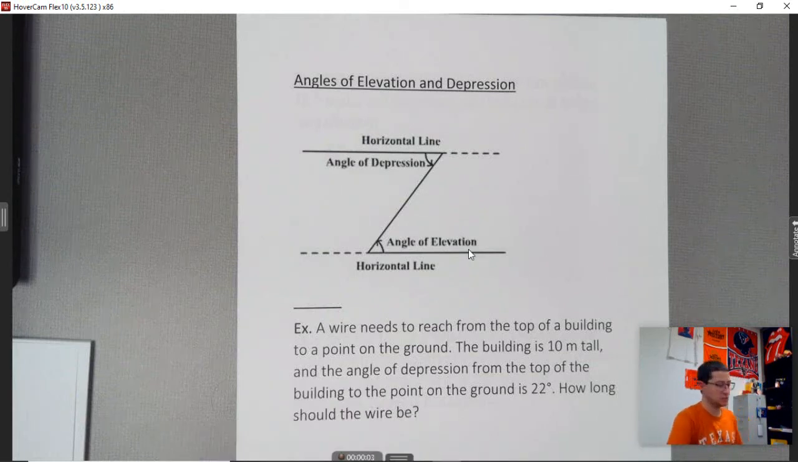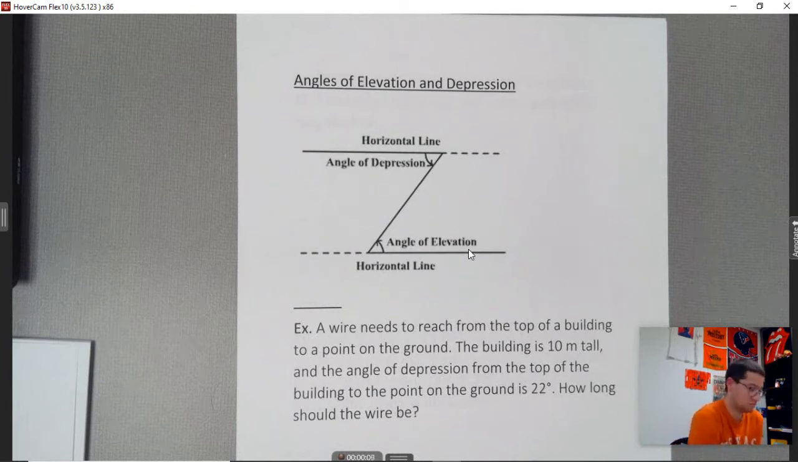Angles of elevation and depression. So this is the last trig lesson, typically. All right, and what it is, is just an angle of elevation and an angle of depression. The words kind of tell you how the angle looks.